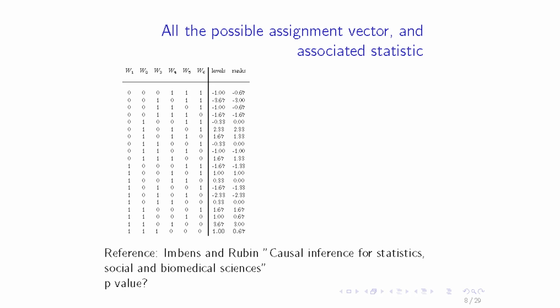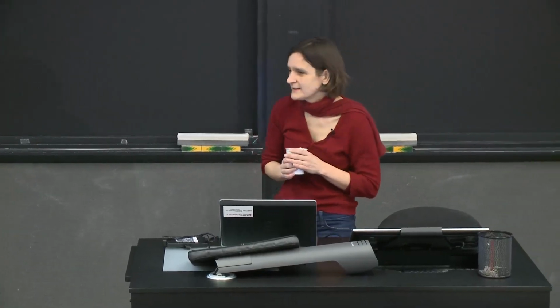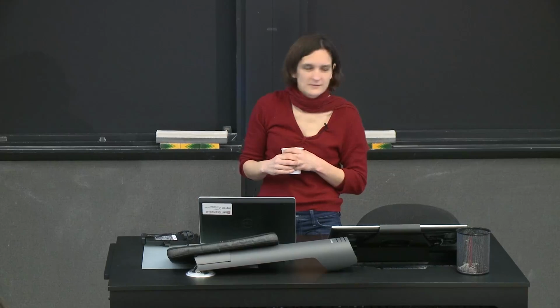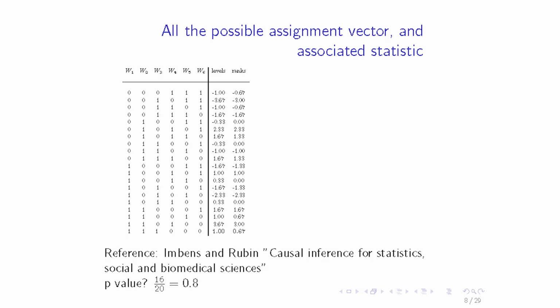And we take the absolute value of that, so we can count them. So how many are in absolute value greater or equal to 1? 16, I think, yes, 16, correct. So the p-value is 16 divided by 20. So are we rejecting H0? Not at all. It's a very high p-value.